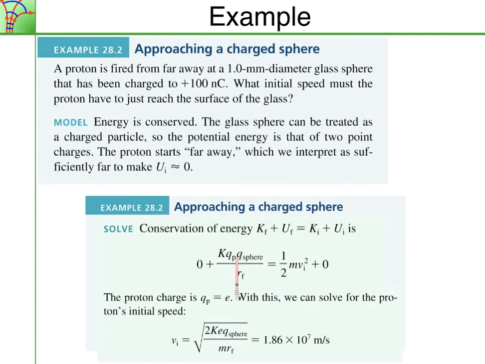So the potential energy will be K, charge of the proton, charge of the sphere over R. So here's our equation. Conservation of energy, solve for V initial. And the charge on the proton is E. The charge on the sphere is given as 100 nanocoulombs. So solve for V initial, and you plug in everything, and we see that if you want to do that, you have to fire that proton with initial speed of 1.86 times 10 to the 7 meters per second. That's a fraction of the speed of light. That's pretty fast.